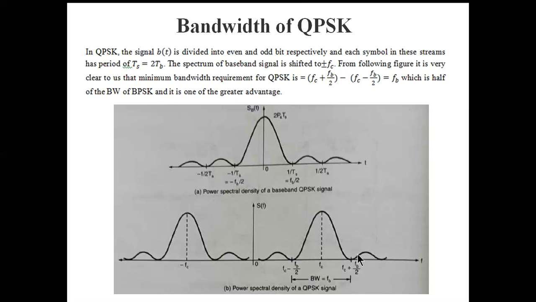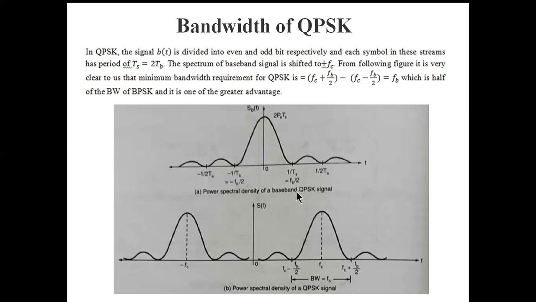Now coming to the last part, that is the bandwidth calculation of QPSK. As you already know, for QPSK the bit stream has been divided into even and odd bits respectively, and each symbol in this stream has a period of Ts equal to 2 Tb. Therefore, the spectrum of the baseband signal is from 0 to Fb by 2. So the bandwidth for this is Fb by 2, from this one to this one.